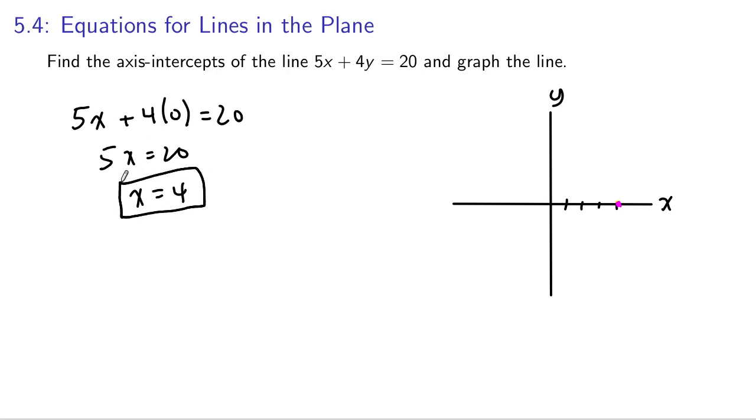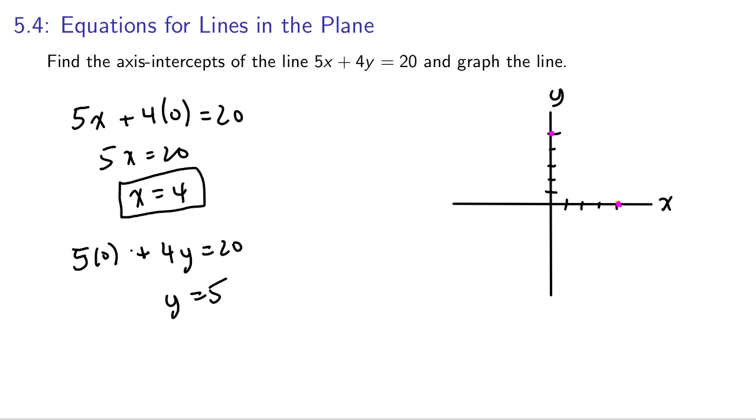Okay, so here's the x-intercept. The y-intercept will be when x is 0. Plus 4y is 20. So this is 0, so dividing by 4, y is 5. So if we mark 1, 2, 3, 4, 5, or if you have graph paper, you can just go up 5. Those are our two intercepts.